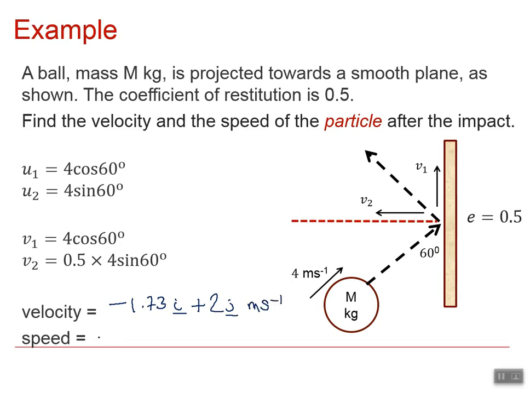In order to work out the speed, that is the modulus of the velocity, so that's going to be the square root of minus 1.73 squared plus 2 squared, which gives us a speed of 2.65 meters per second, which, if you remember, was the speed we found on our GeoGebra file.